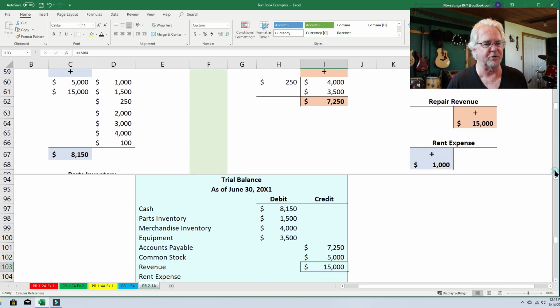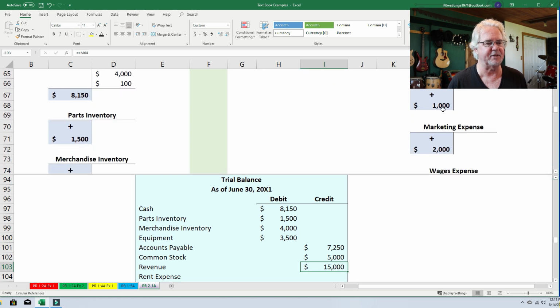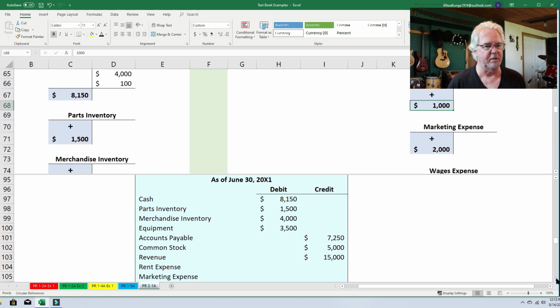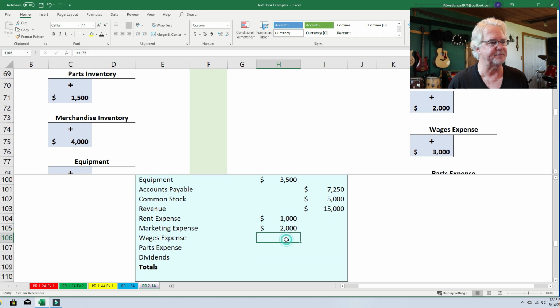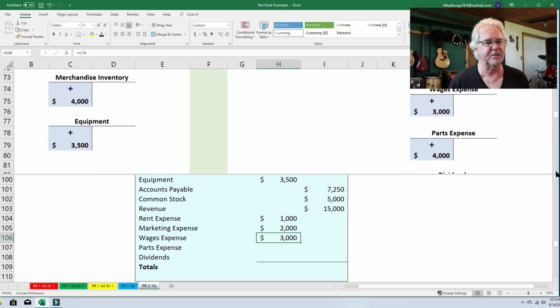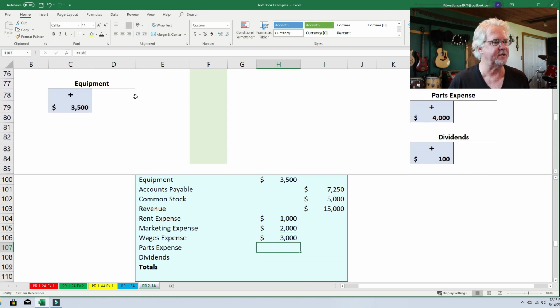Rent expense. Okay, now be careful. Rent expense is on the left, so write it down on the left. Make sure you don't mess up. Don't write down $100 or $10,000. Write down the exact same number. Marketing expense is 2,000, so we are going to write down $2,000. Wages expense, 3,000. There we go. Parts expense, 4,000. And lastly, dividends, $100.